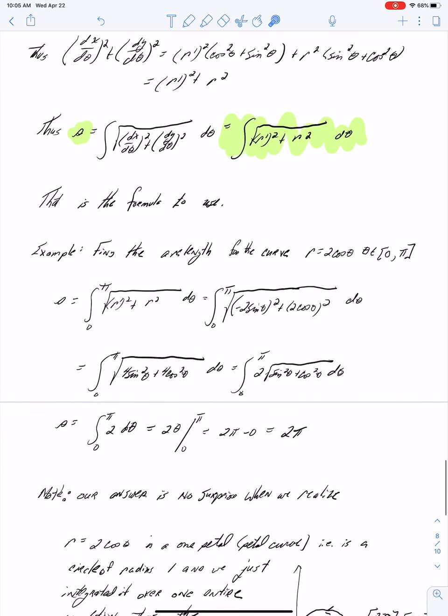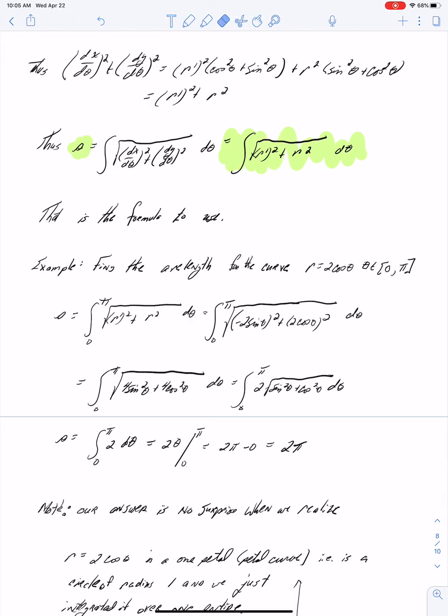All right, let's look at a particular example. Suppose I want to find the arc length of the curve r equals 2 cosine theta. That's one of my favorite curves. Theta runs from 0 to pi. You should realize that's a petal curve, one petal. That's a circle. As theta runs from 0 to pi, I trace that circle out exactly once. But let's see how we apply the formula.